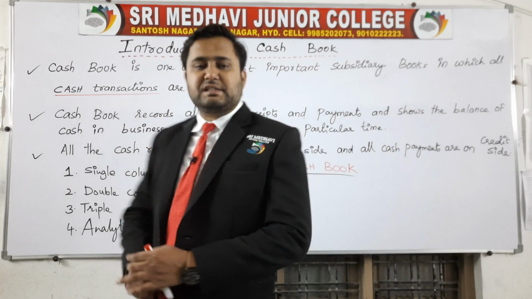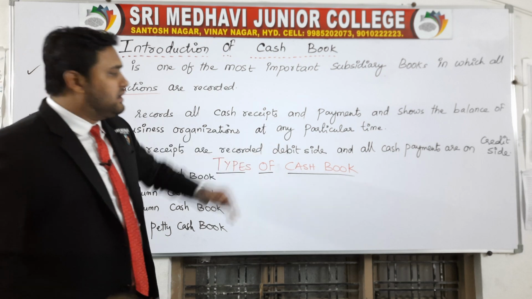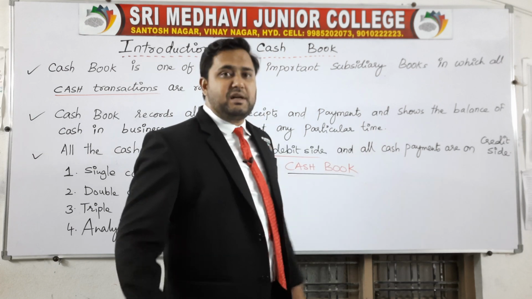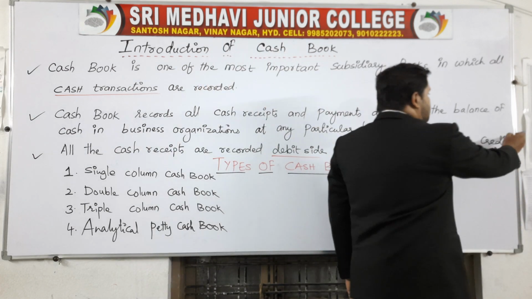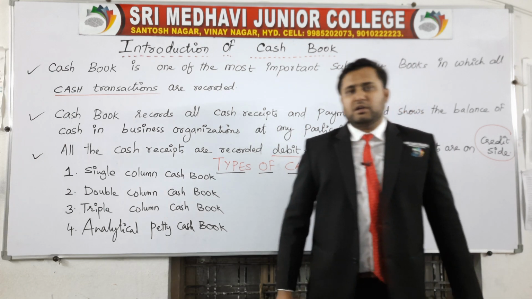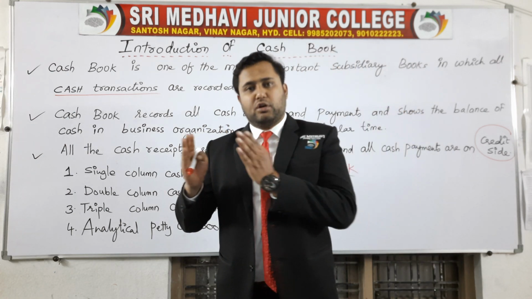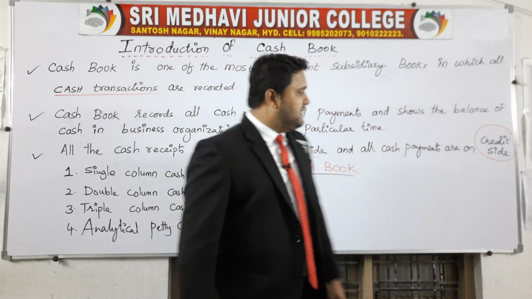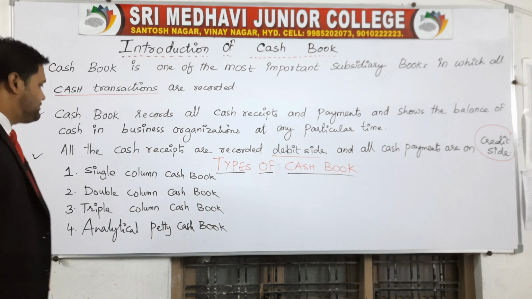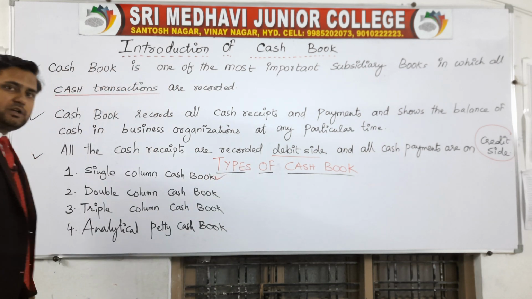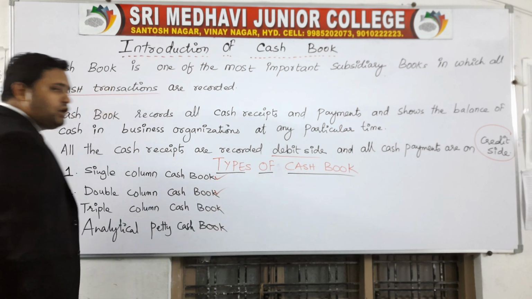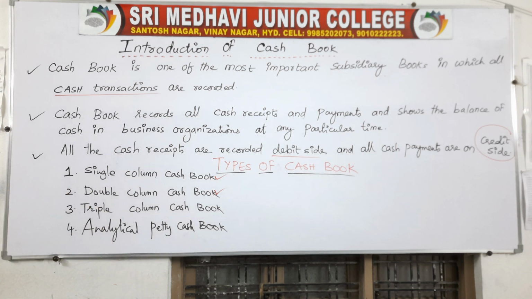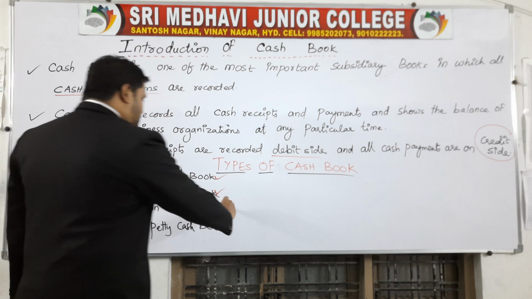Here all the cash receipts are recorded on the debit side of cash book, whereas all the cash payments are recorded on the credit side of cash book. So, cash receipts are going to be recorded on the debit side and cash payments are going to be recorded on the credit side. There are four types of cash book, such as single column cash book, double column cash book, or you can say two column cash book as well, triple column cash book, or you can say three column cash book, analytical petty cash book.